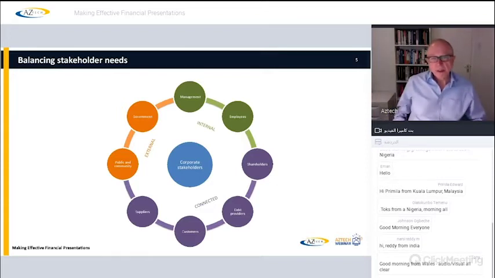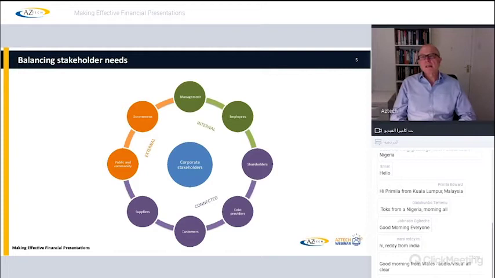So let's talk briefly about the strategic context for making financial presentations. The aim of any organization is to create value for its key stakeholders. That's true with profit-making organizations. It's true with charity organizations, governmental organizations, and so on. The illustration on the slide is how typically we look at this stakeholder hierarchy for a profit-making organization.